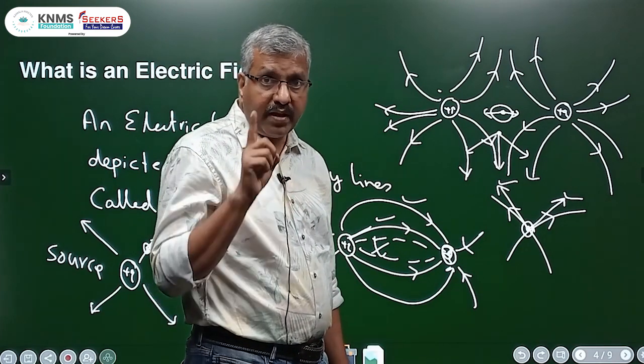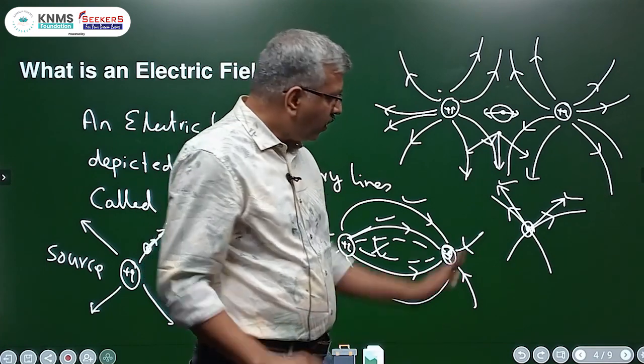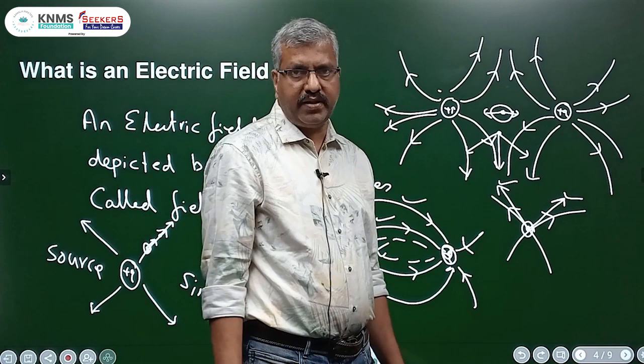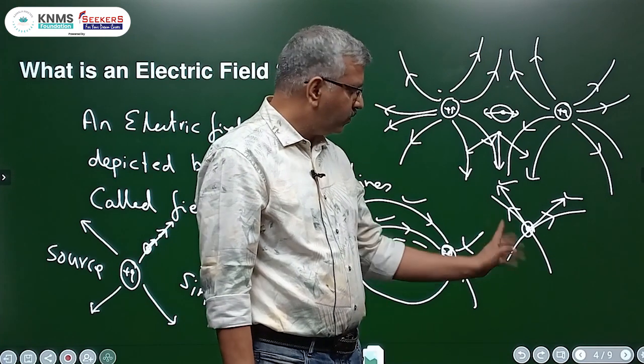There can, at a point there can be only one direction for a force. So at a point there can be only one field line, two field lines can never intersect. Okay, so understand that.